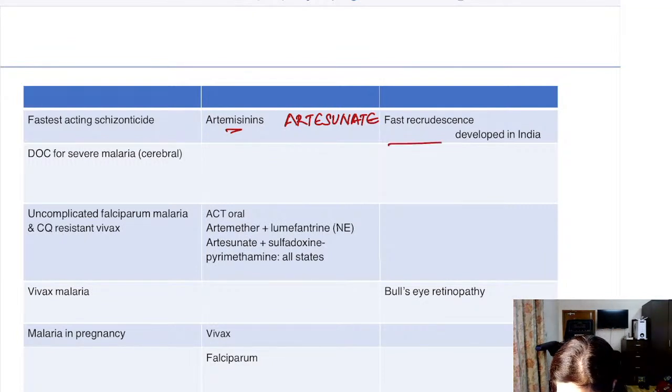Which artemisinin is developed in India? Arteether. ठीक है, Arteether is developed in India.